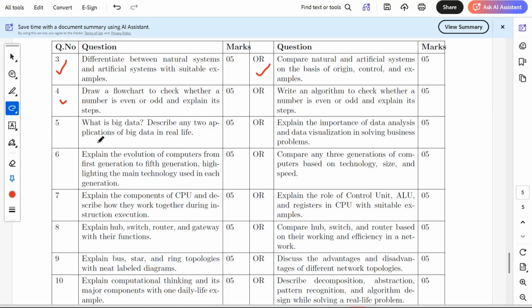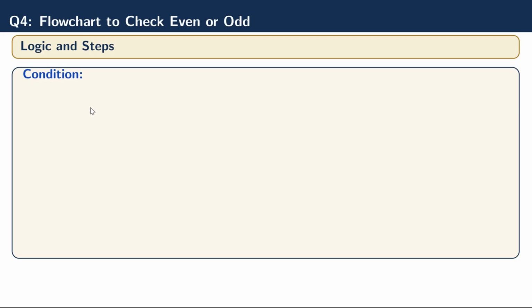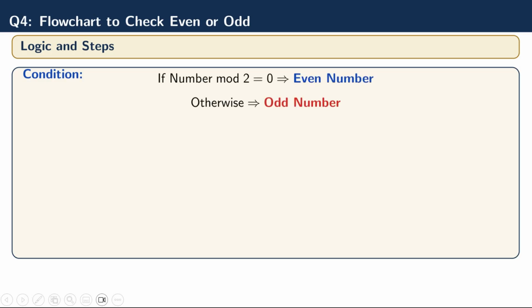Question number 4 is draw a flowchart to check whether a number is even or odd and explain its steps. Flowchart to check number is even or odd. If number mod 2 equal to 0, that is even, otherwise it's odd. For example, you have number 25. You want to check 25 is even number or odd number.